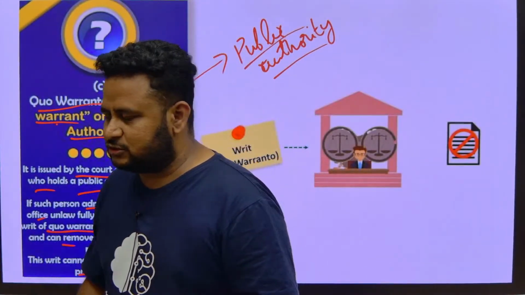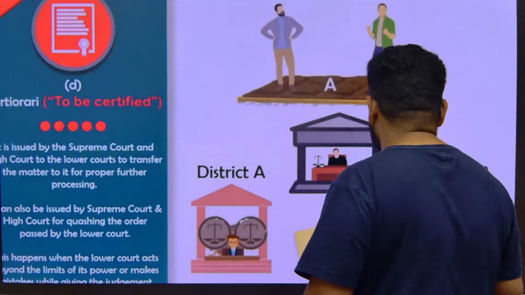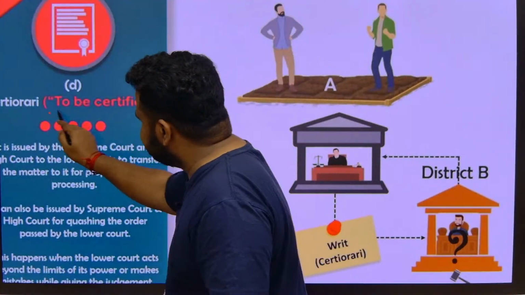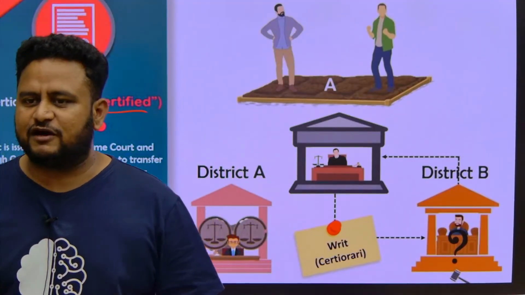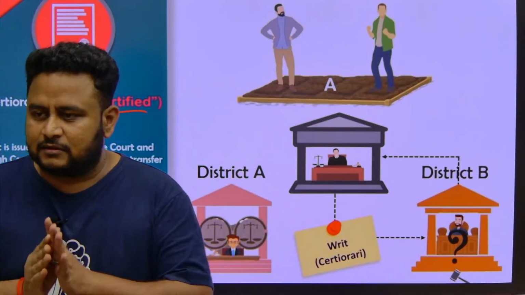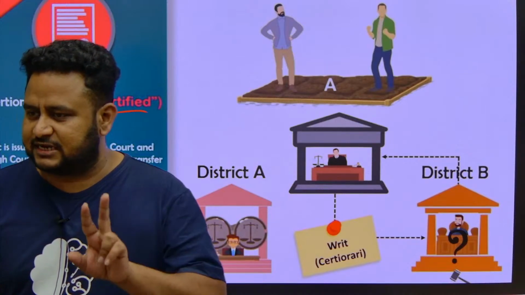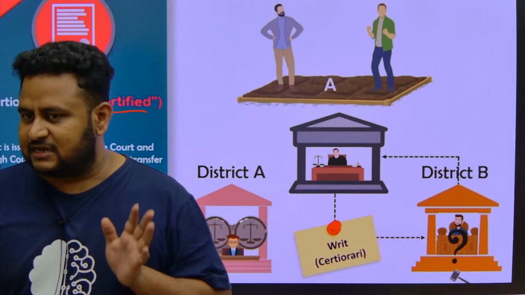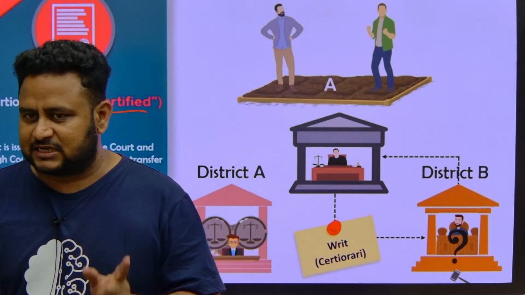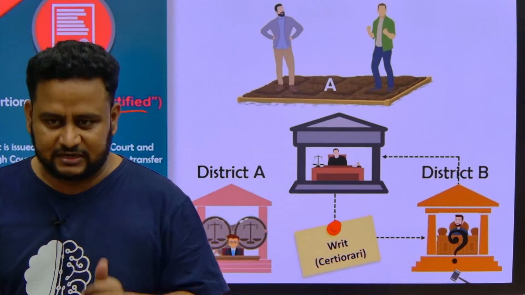Okay, got it? So next let us move to the next very important writs. These are very much important. First is certiorari, that is, to be certified. Next we have prohibition. Here you have to pay more focus, because there is a chance that you will get confused, because both are very similar. Certiorari and prohibition are both very similar.